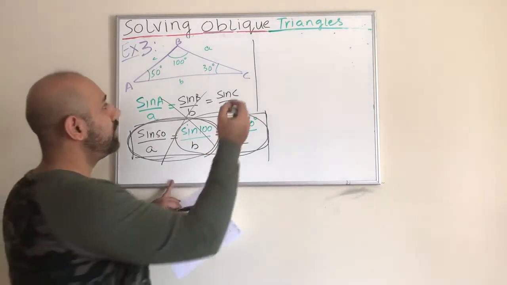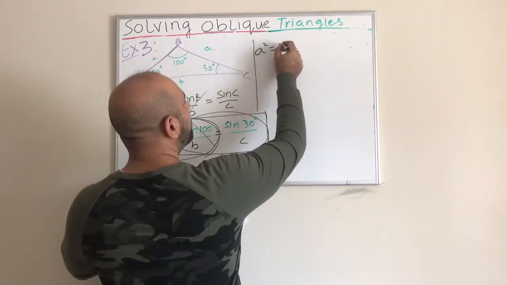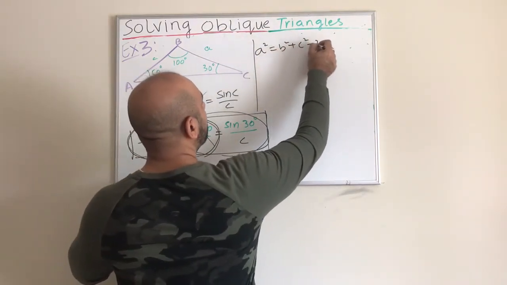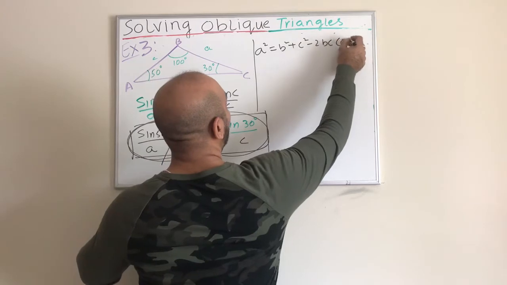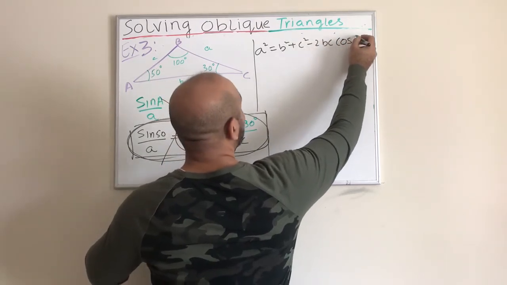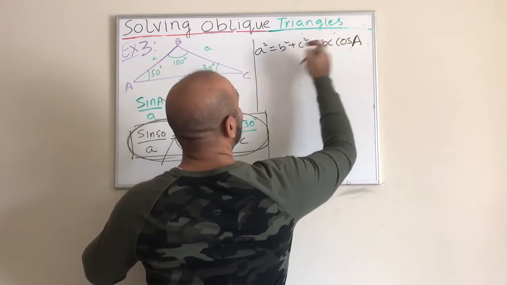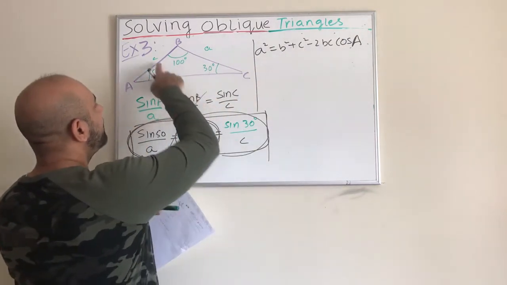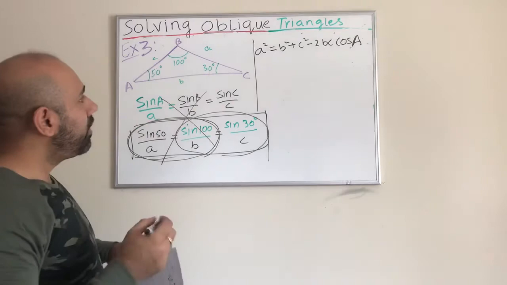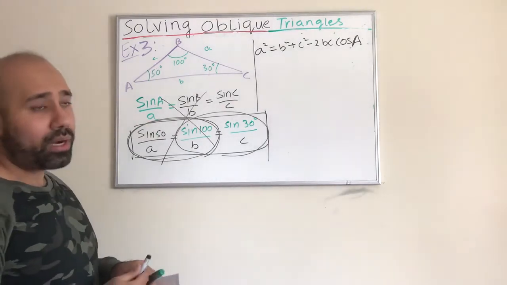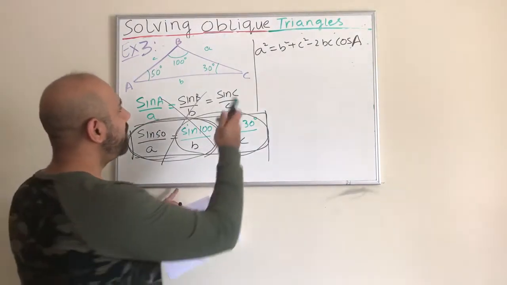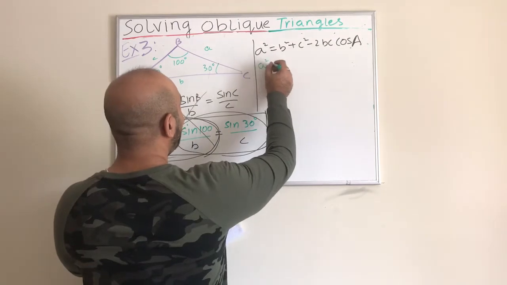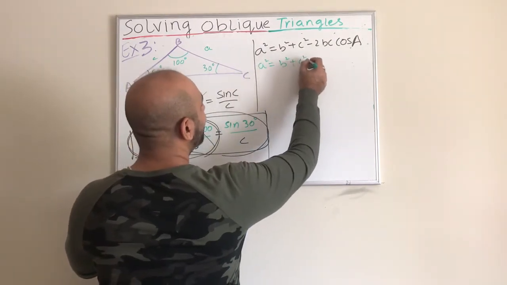Let us start with a squared equals b squared plus c squared minus 2bc cosine of the angle, which is going to be A. It's always the included angle between the sides B and C. So the included angle between the sides B and C is A. Now let us substitute the values and see how far we can get from here. We don't know a squared, we don't know b squared, we don't know c squared.